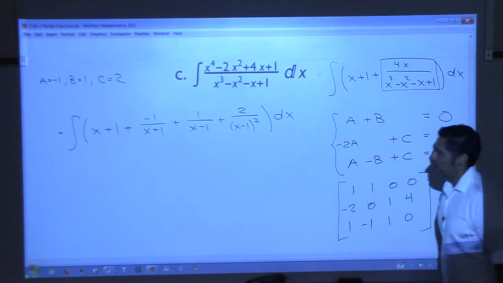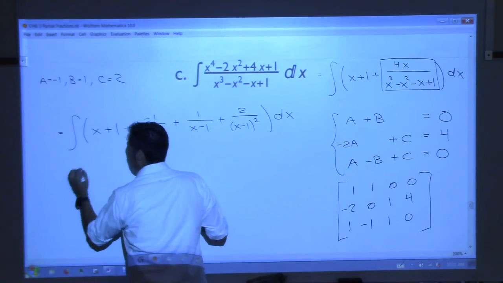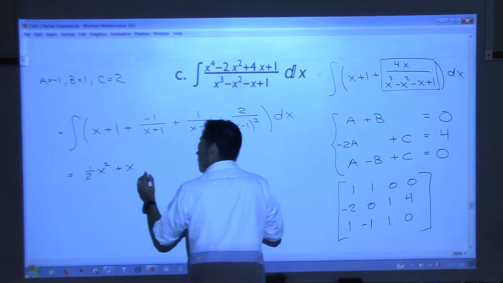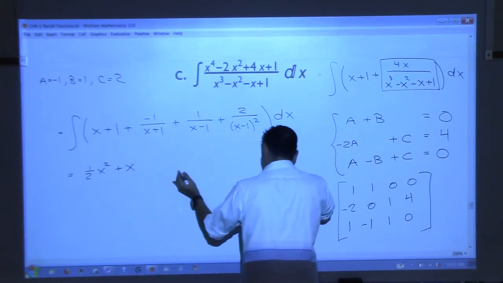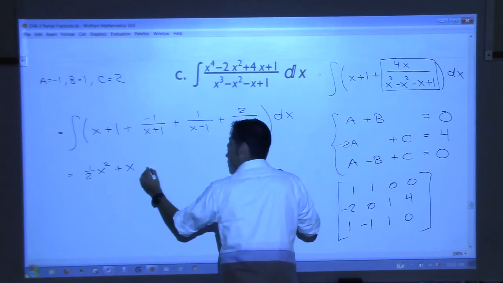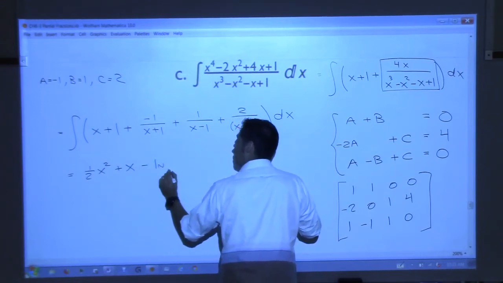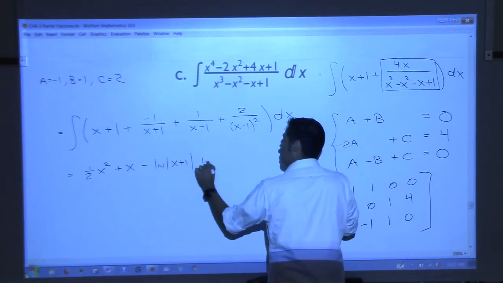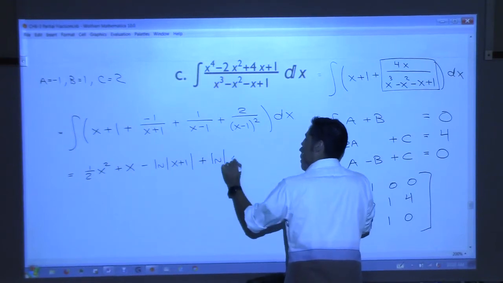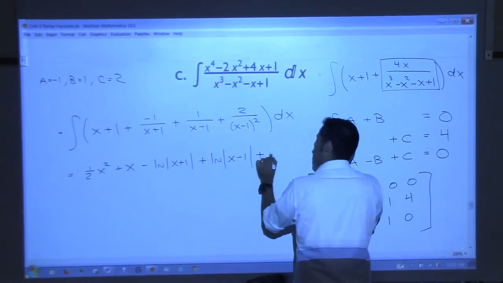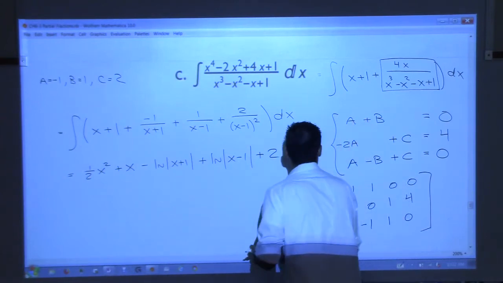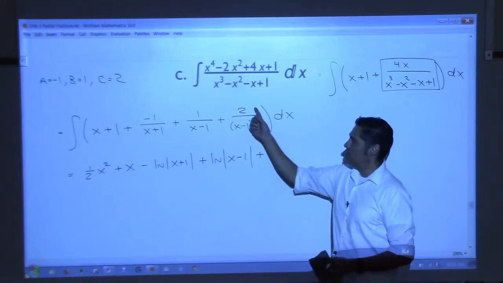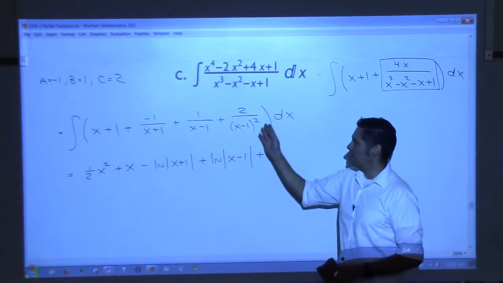Now let's do the antiderivative. All right, antiderivative of x, 1/2 x squared, right? Plus x. Minus natural log, absolute value, x plus 1. Next, plus natural log, x minus 1, plus 2. I'll pull the 2. Drum roll. U sub. Yep. This thing looks like 1 over u squared. Doesn't it? Kind of? Well, the 2's out.